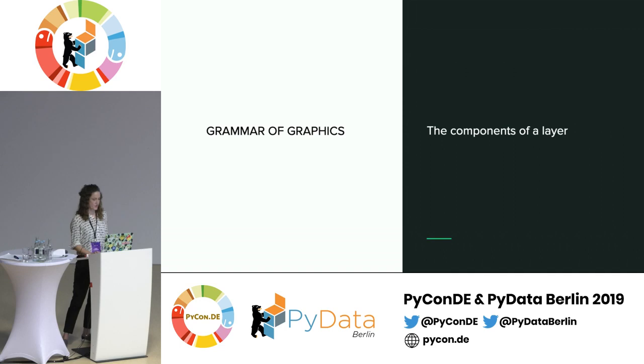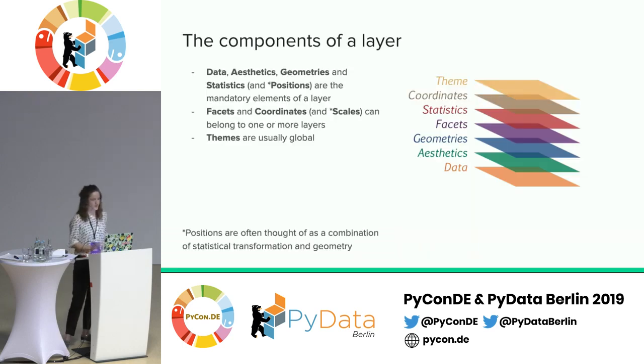So what are the actual components? I will quickly go through the theoretical part. There's no code involved, and later I'll talk about the packages that I like. So the components of a layer, and I'm always referring to the layer grammar of graphics, from this paper. We have our data, our aesthetics, geometries, and statistics, and I'll explain in a second what they are exactly. And these are the mandatory, the core elements of every layer. Then we have facets and coordinates, and sometimes scales or scale manipulations that can belong to multiple layers. And finally, we have themes that are usually global. These are more like the visual elements that are not related to the data.